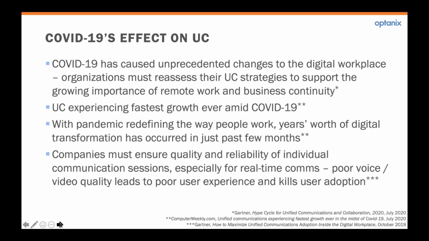And as you see on the final bullet here, which borrows information from the Gartner report I mentioned a couple slides back, how to maximize UC adoption inside the digital workplace, companies can't just deploy UC solutions and hope for the best. They must ensure those solutions are operating at peak performance to ensure the solutions deliver positive user experiences that drive high levels of user adoption. And if companies fail to assure their UC solutions, they're instead going to see low levels of user adoption and thus a low ROI on their UC investments. And unfortunately, as you'll see on the next slide, sometimes achieving that assurance is easier said than done.